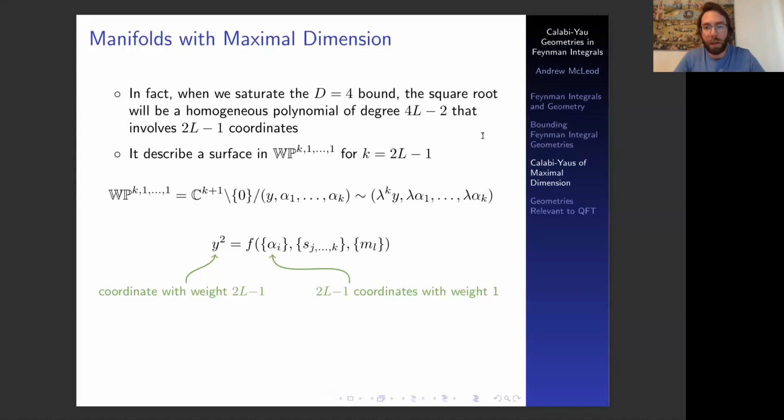So in fact, we can say more. In the d equals 4 bound, we can continue to follow the degree of the homogeneous polynomial through. We will find that the polynomial appearing in the square root will have degree 4L minus 2, in this case where we saturate the bound, and there'll be 2L minus 1 remaining Feynman parameters inside it. So that means it describes a surface in weighted projective space, where weighted projective space is just a complex vector space where we've deleted the origin and then modded out by some rescaling relation, but we've weighted the rescalings by the weight of each variable. I will be weighting all of the remaining Feynman parameters just by weight 1, whereas the auxiliary parameter y will be weighted by 2L minus 1.